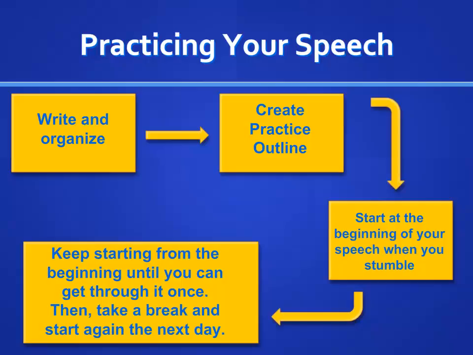Then what you want to do is create a practice outline, and that's actually the outline you're going to use when you get up to deliver your speech. Your practice outline should just have keywords and phrases on it in an organizational structure, so you still have the Roman numeral 1 and capital A's and number 1s and number 2s like you would in an organization, but instead of having full sentences, you just have keywords and phrases that help you remember what it is you want to talk about. So you have your full speech, and then you create a practice outline using only keywords and phrases.